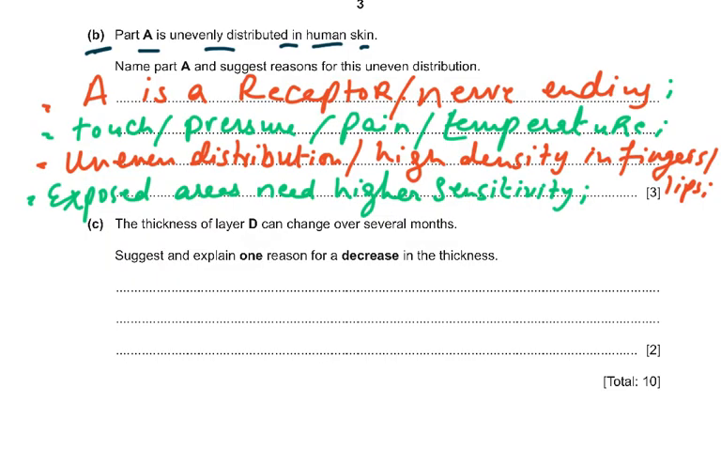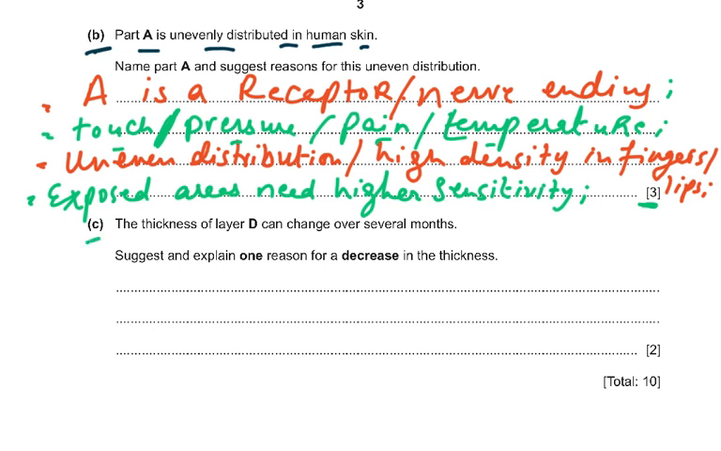You can see that there are 4 mark scheme points, but it's a 3 marks question. So any three out of these four. So A is a receptor, nerve ending. What does it perceive? Touch, pressure, pain, or temperature. Even if you wrote one of them, I'm not saying you write all of them. When I put a slash here, it means either you wrote this or you wrote this. Both would be correct. And then unevenly distributed, high density in the fingers. Why? Because you have to touch things, so we've got to have high density there. And other parts of the body which are exposed, of course, the face is very high sensitivity as well. So that would be that part.